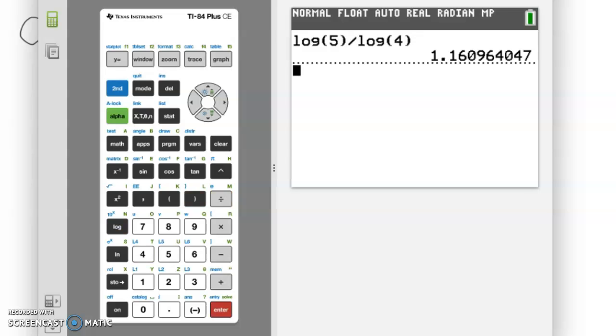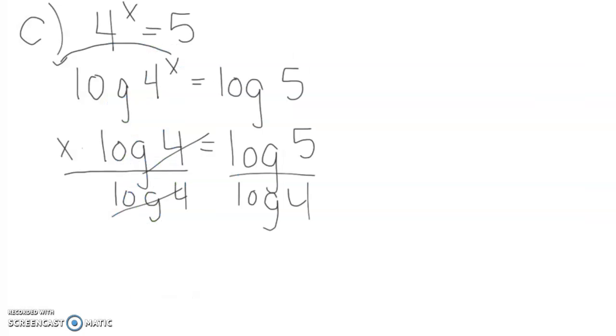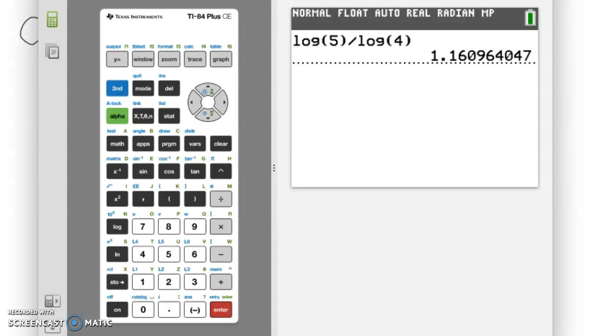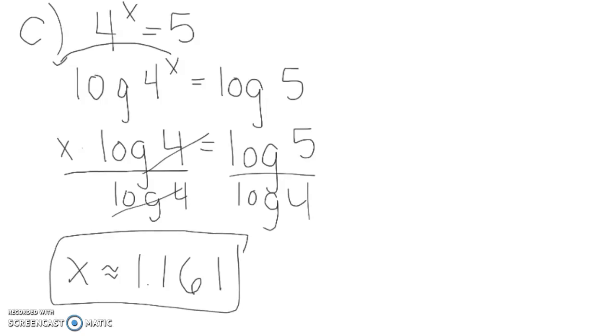And so my suggestion is don't round until the very end. And I believe on your homework it will ask for the thousandths place, which is 3 decimal places. So in this case, you get 1.161. So that would be your approximate answer. So x would end up being approximately 1.161. So that's how you would do that.